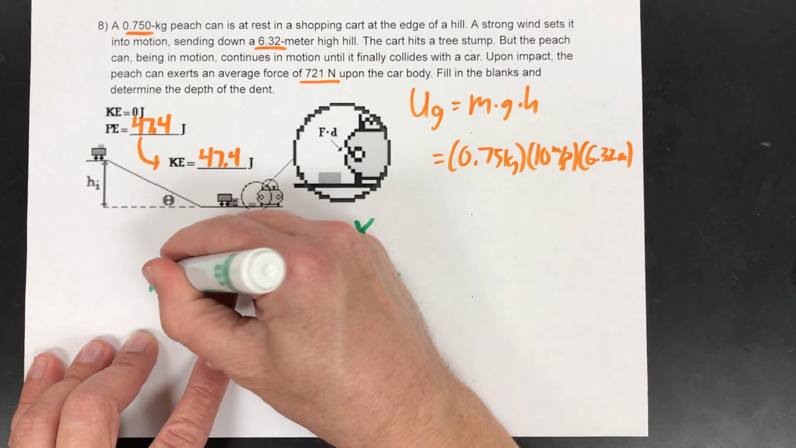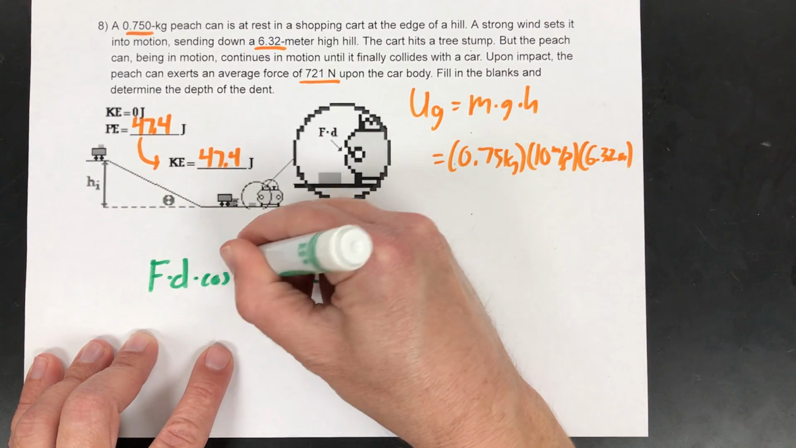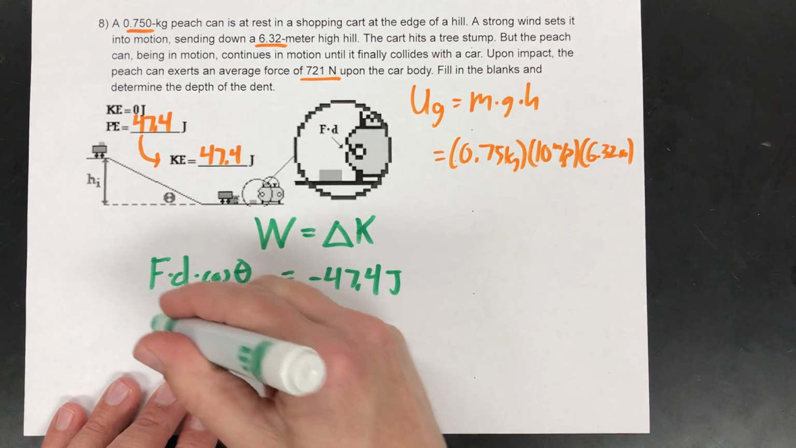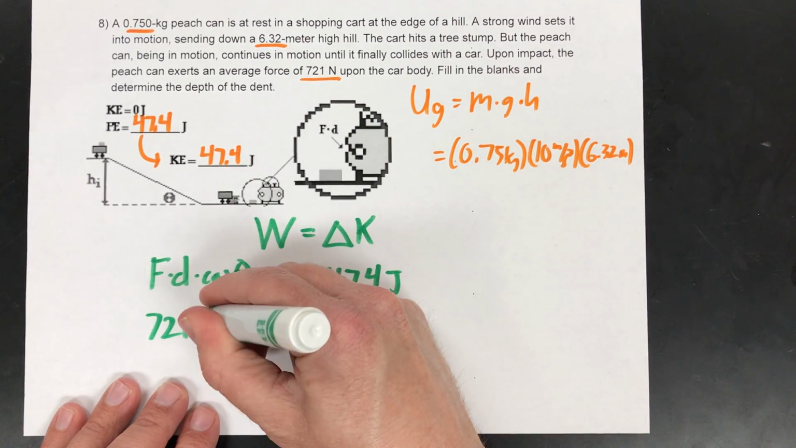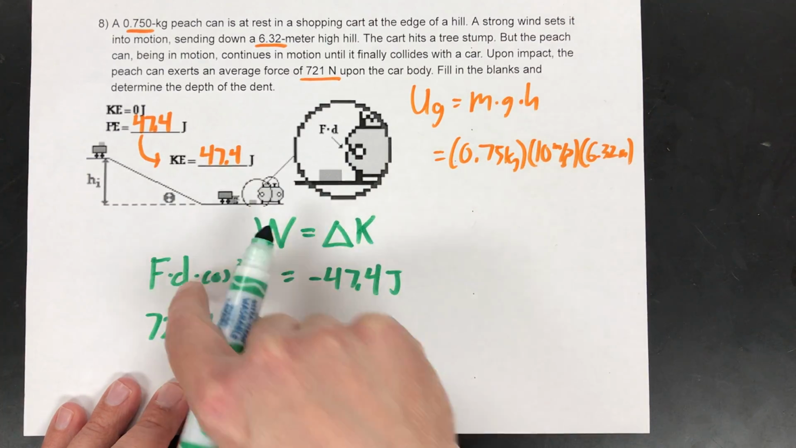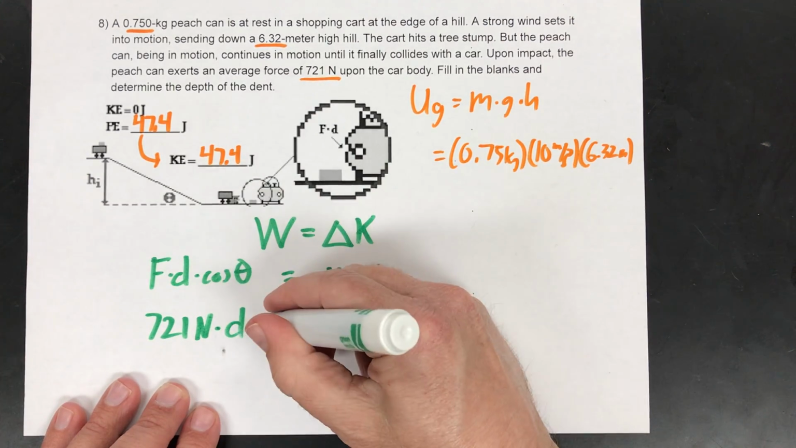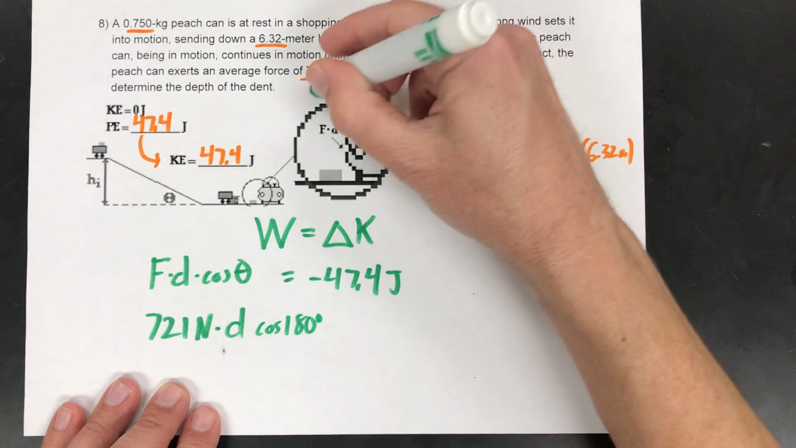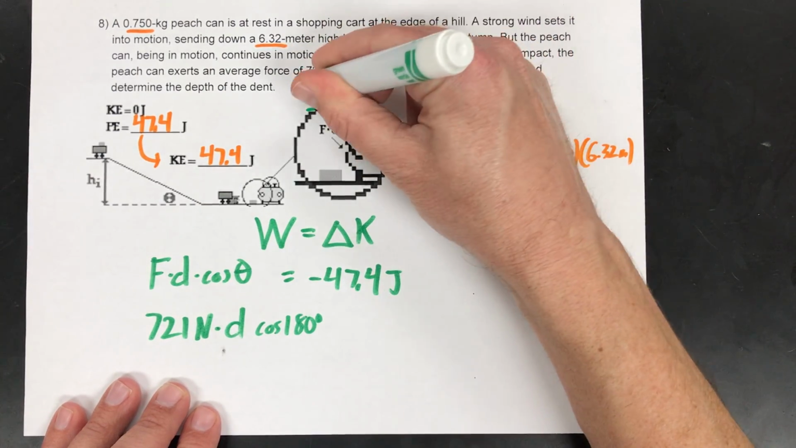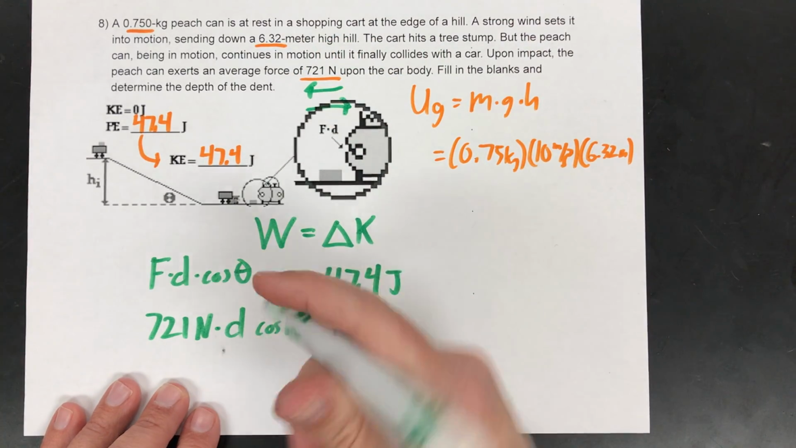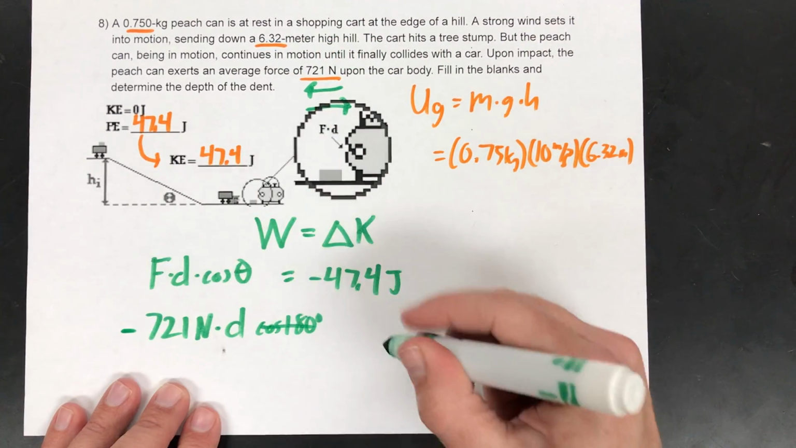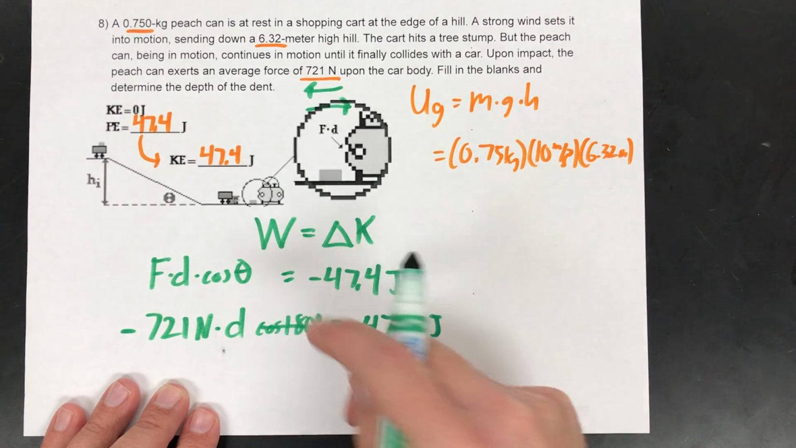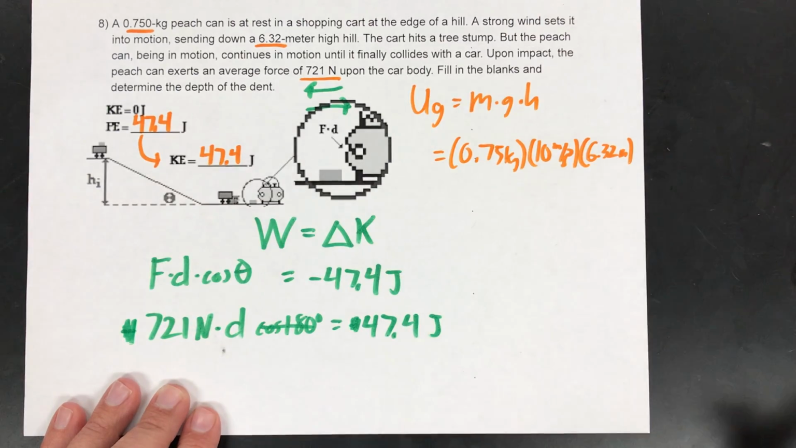Now work is force times distance times the cosine of the angle between the two. So the force they gave us right here, it's 721 newtons. So 721 newtons times the distance is what we're looking for. This angle here, cosine of 180 degrees, because the can will move this way and the force will be back that way. So that cosine of 180 degrees, that just becomes a -1, which by the way will cancel out with this negative right here, so you could really just get rid of those two negatives.